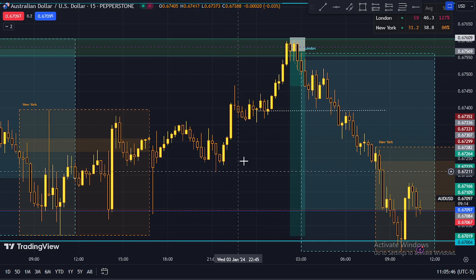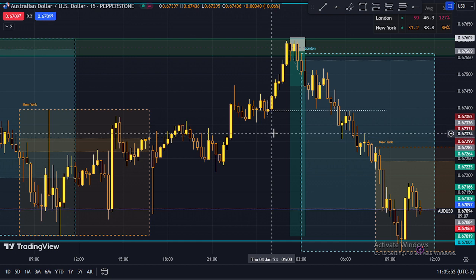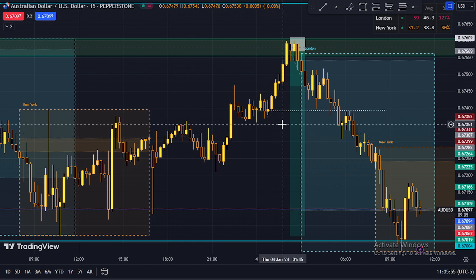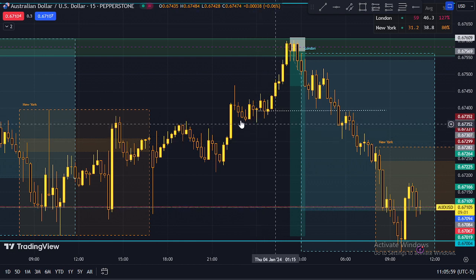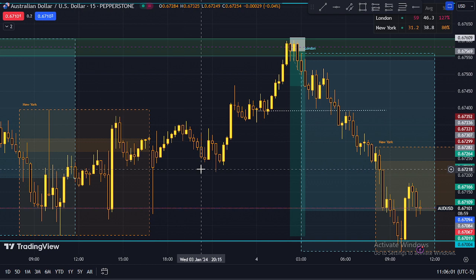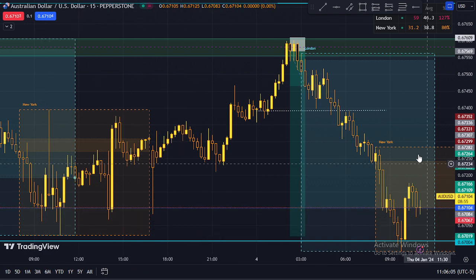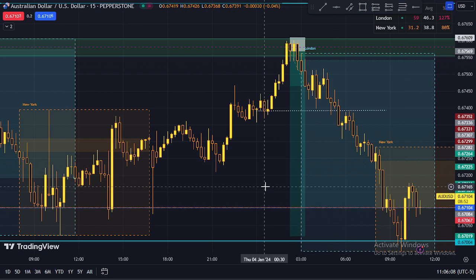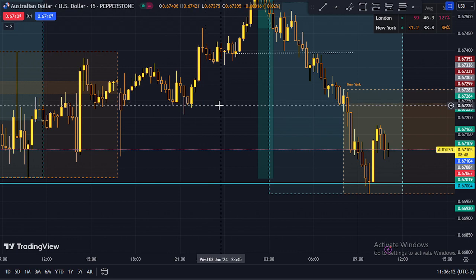So as you can see, it was not clear on a daily chart as to what low to take or to aim for, but on a 15-minute chart, as you can see, we had these lows, these lows, and these lows, and eventually we had yesterday's low. And as you can see, we purged into that, and now we are moving to the upside.